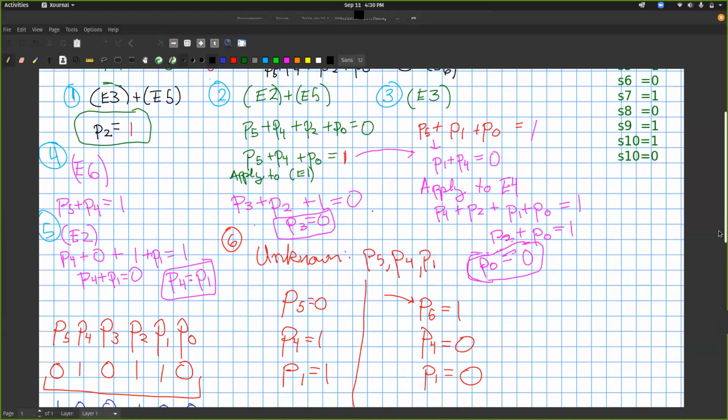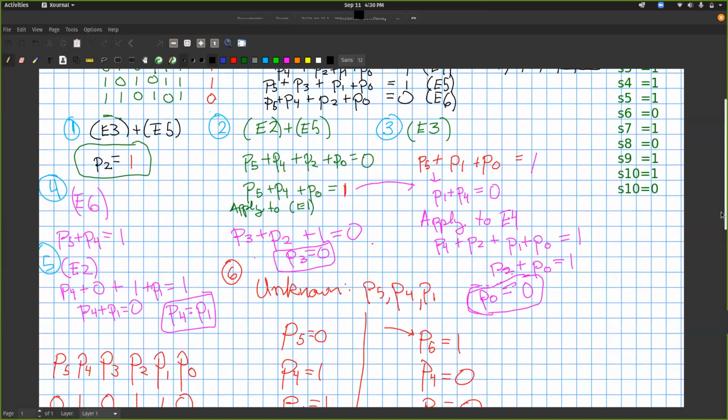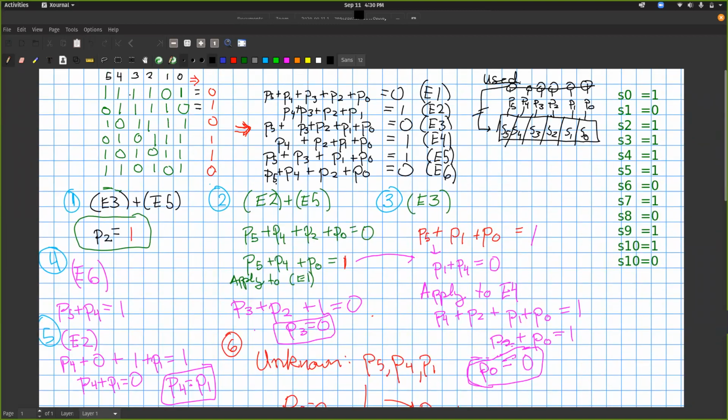I get a couple of equations. This equation tells you that if you put everything we've done so far together with equation 6, you can see that P5 and P4 are opposites, and P4 and P1 are identical. But then you run into a problem, which is every equation that has P5 also has either P4 or P1, which are the same. And nothing has just P4 or just P1, and not P5.